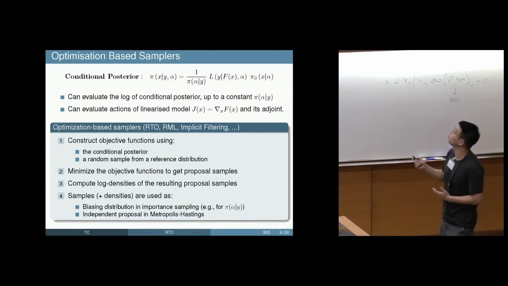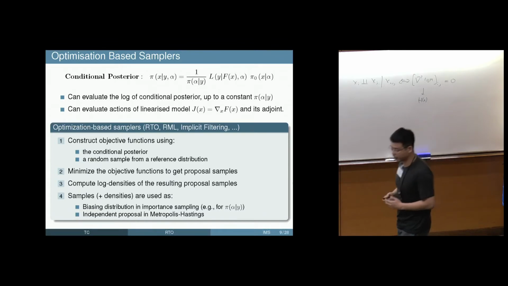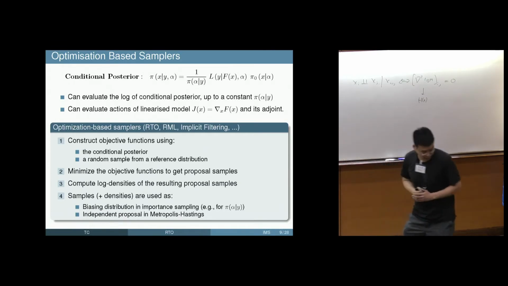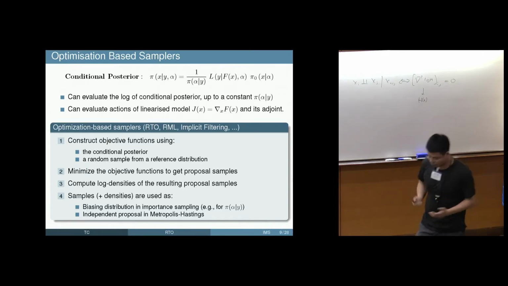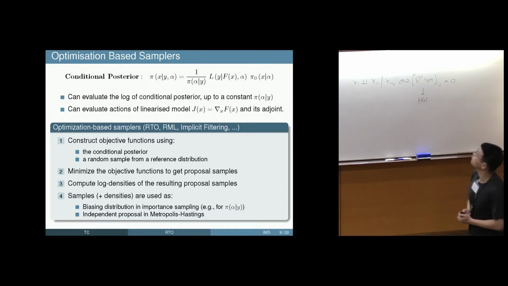So we want to be able to evaluate the action of this linear forward model, and also its adjoint. In the PDE-constrained optimization literature, or even in the ODE literature, it's very well known how to compute the action of the linearized forward models. So I will not go through that here. Given those two ingredients, we are able to convert certain optimization methods into posterior samplers.